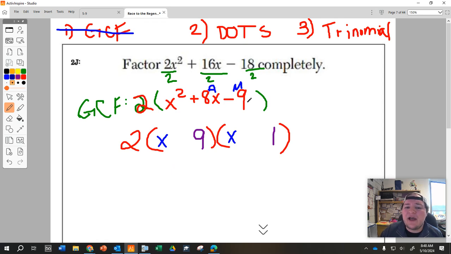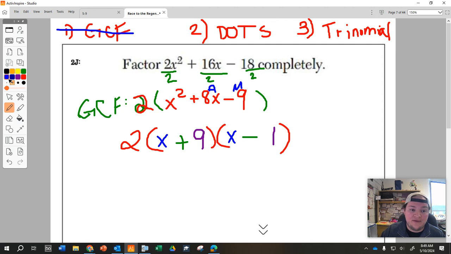I need them to multiply to negative 9, so I know only one of these is negative. But they add to positive 8. So that means it must be true that the 9 is positive and the 1 is negative. Because if they add to positive 8, the bigger of my 2 numbers would have to be positive. The sign of your middle term will match the sign of the larger number. There we go. Okay? This is factored completely.